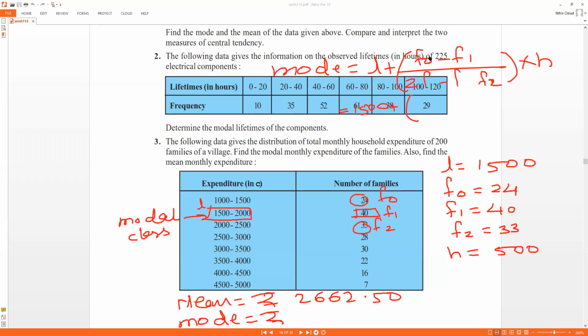Again, I made a mistake here. f1 minus f0 upon 2 f1 minus f0 minus f2. जरा चेंज करा, सॉरी. सर मोड 1847.83 आहे का? 1847.83. Yes, correct.